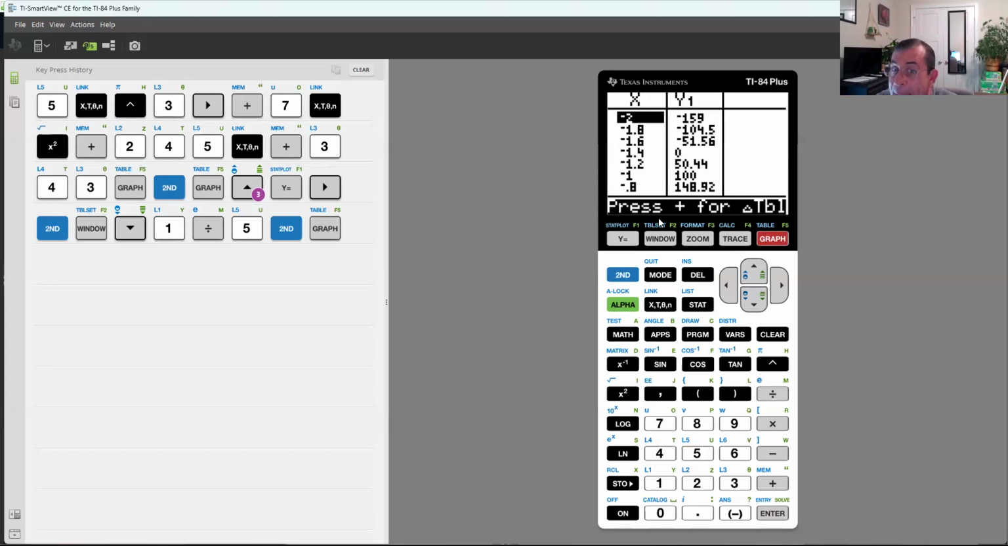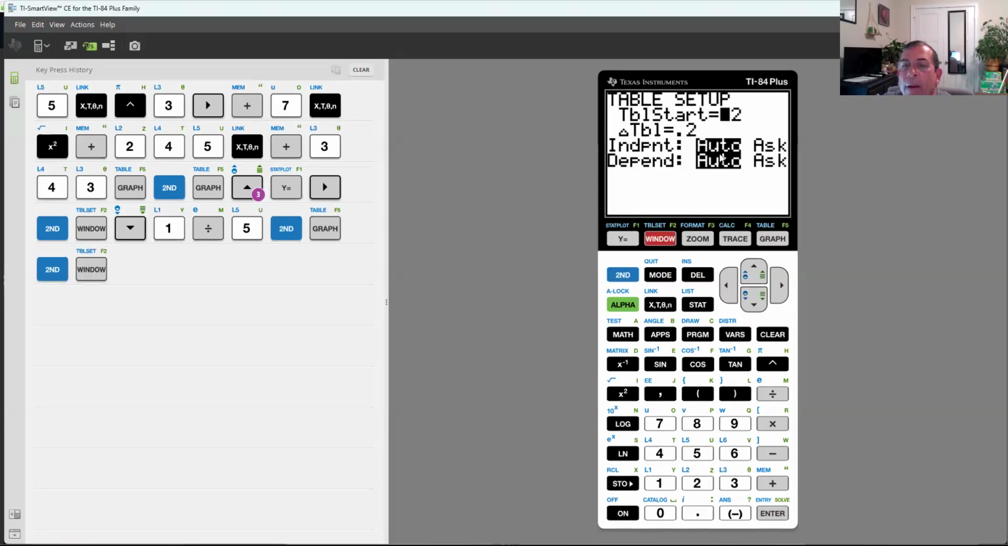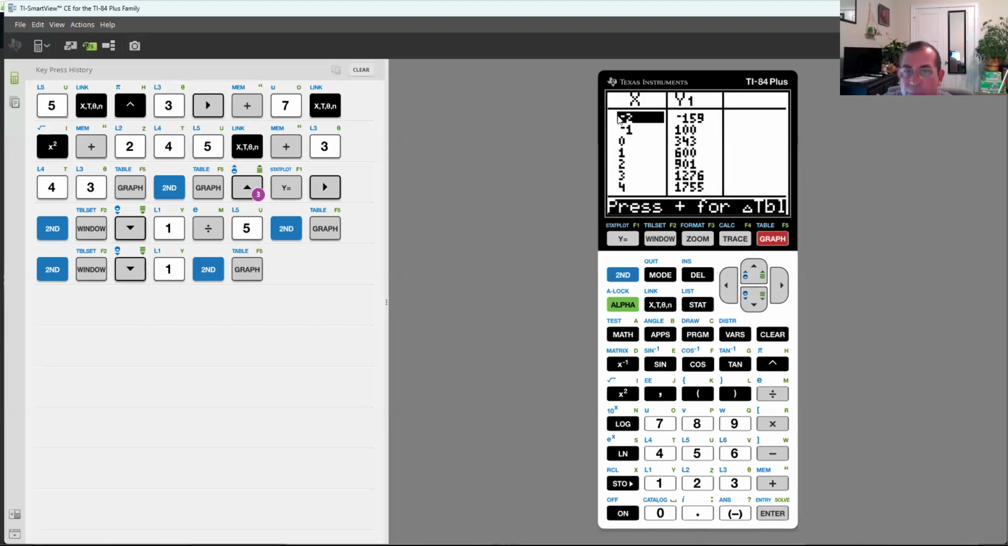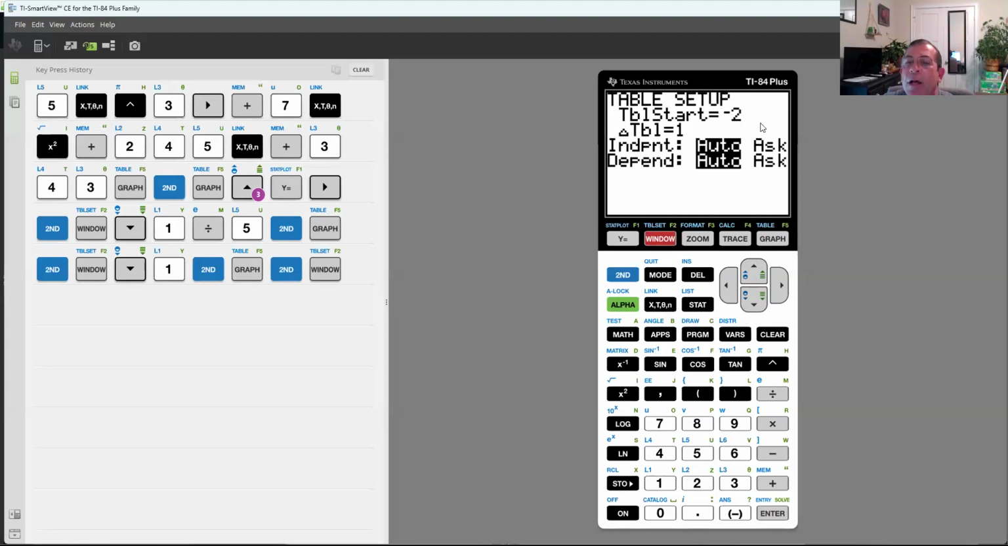To fix your table back to a regular table, go to second window for your table. Now I'm still going to start mine at -2, but down here where it's got the 0.2, I'm going to change that back to a 1. Now when I go back to my table, by hitting second graph, it's back to the regular numbers, okay? So the trick is when you set your table, start at a whole number here, like a negative number or a positive, and then change the triangle table to a 1. So triangles in math means, we call that delta, but it means the change in something, okay?